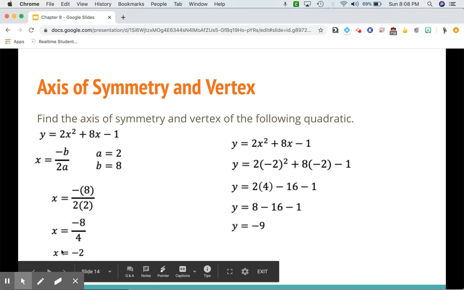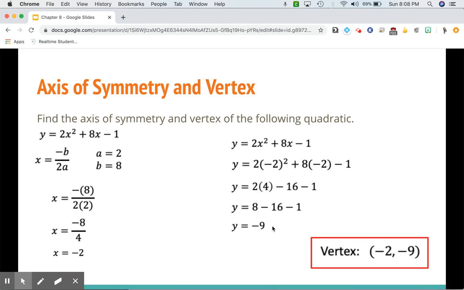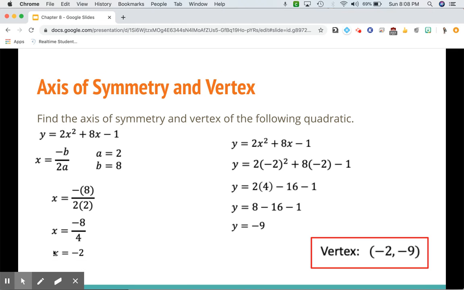So now you have an x value and a y value, and together you have your vertex point. So your vertex is going to be at the point negative 2, comma negative 9, and again, your axis of symmetry goes through the vertex, so your axis of symmetry is x equals negative 2.